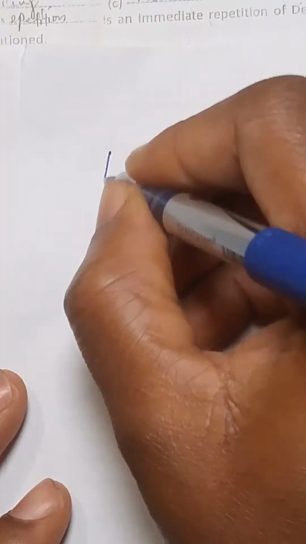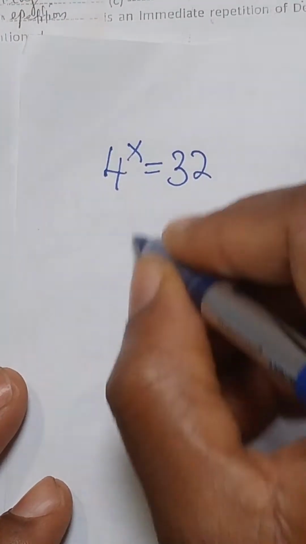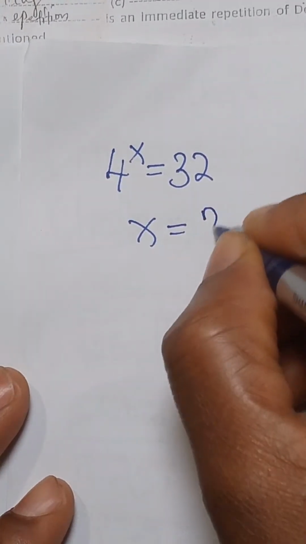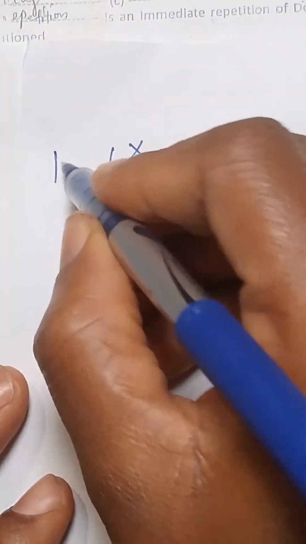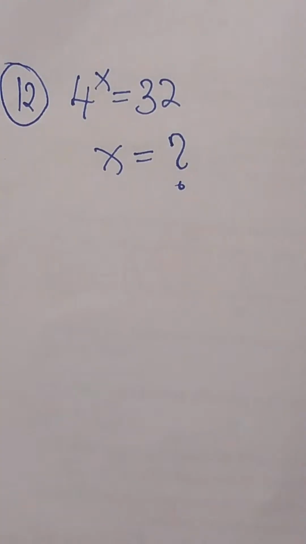We go to question number 12. Question number 12 says, 4 raised to the power x is equal to 32. Okay, x is equal to what? This is question number 12. We have 8 more questions to ask. Please solve for x in this question.